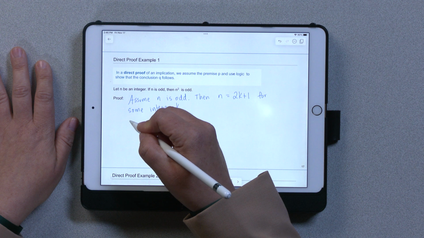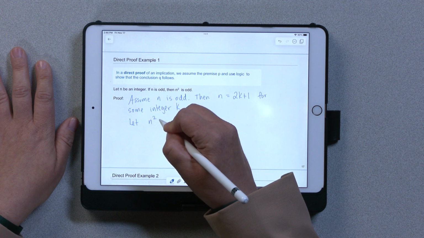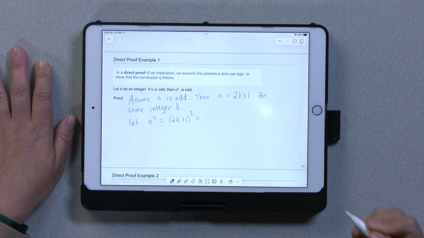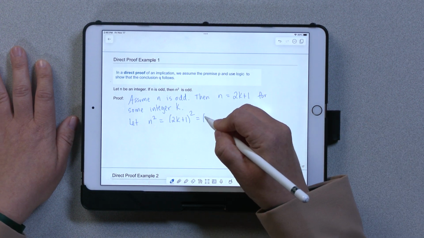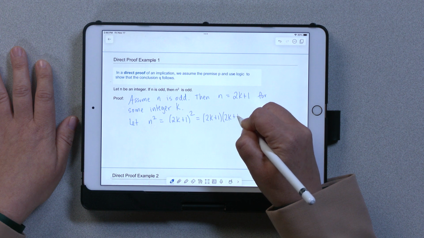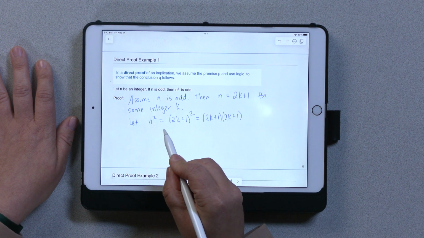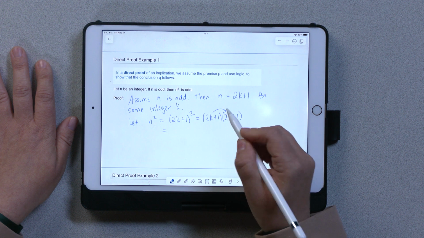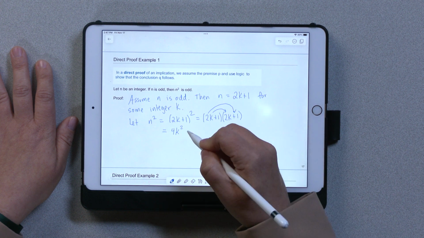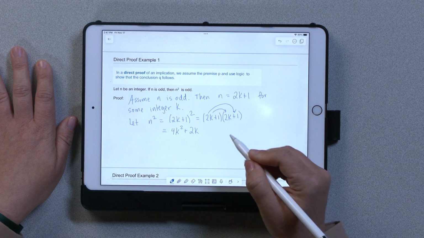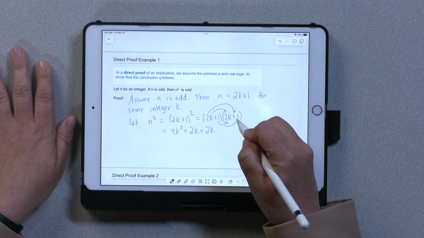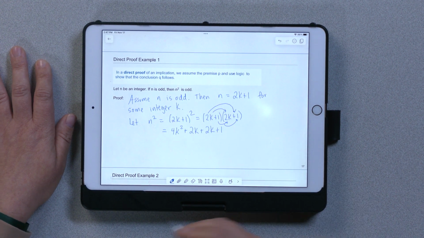So now, let n squared equal 2k plus 1 squared. Once again, we just need to square this. So I'll do this again. I have 2k plus 1 times 2k plus 1. So let's square this. I'm going to multiply the 2k by 2k again. So that's going to give me 4k squared. And then I'll multiply the 2k by 1. So that will give me 2k. I'll do this again for the 1. I'll multiply the 1 by the 2k. That will give me 2k. And then I'll multiply the 1 by the 1. So that will give me 1. Okay, so we just squared 2k plus 1.